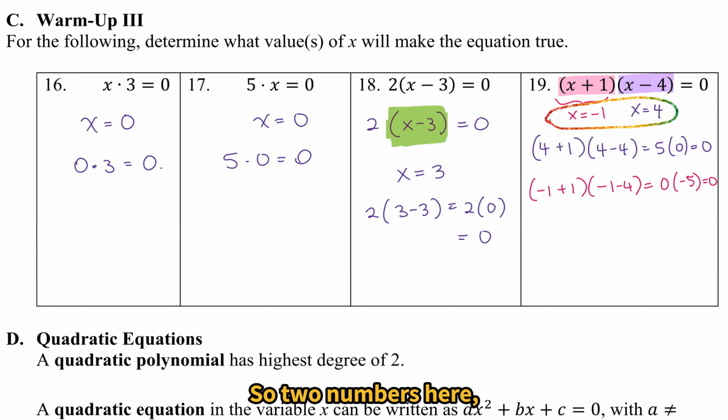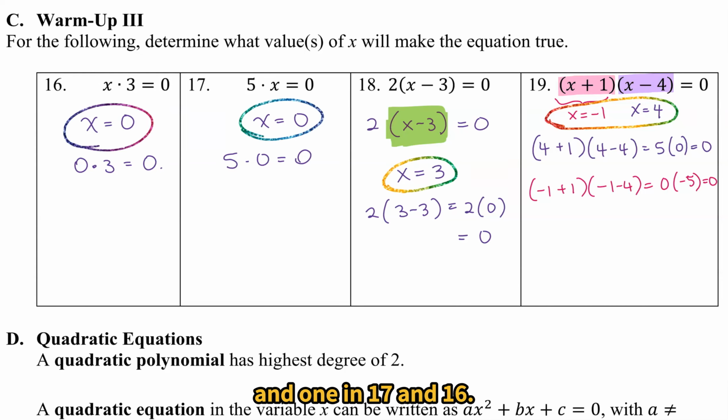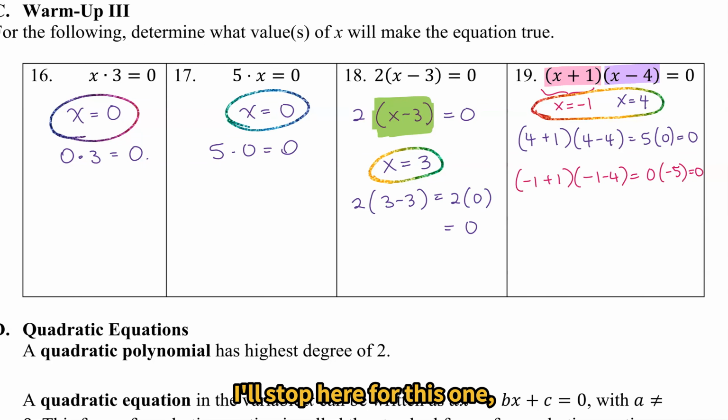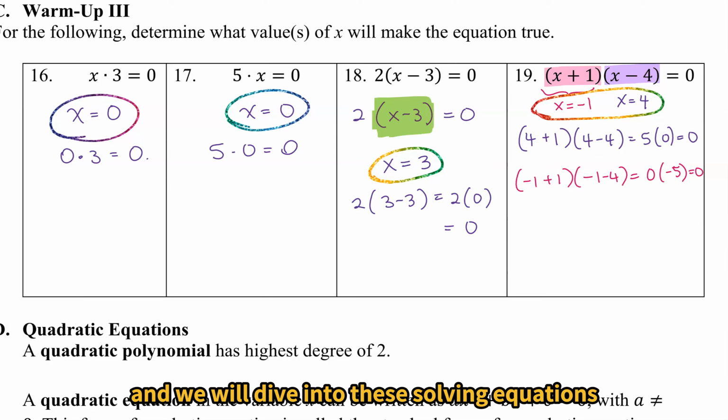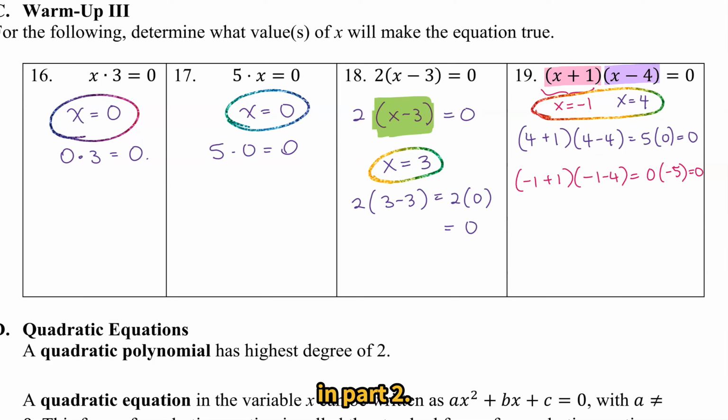So 2 numbers here, both of them give me 0. I have 1 number in 18 and 1 in 17 and 16. Okay, so what does this mean? I'll stop here for this one, and we will dive into these solving equations in part 2.